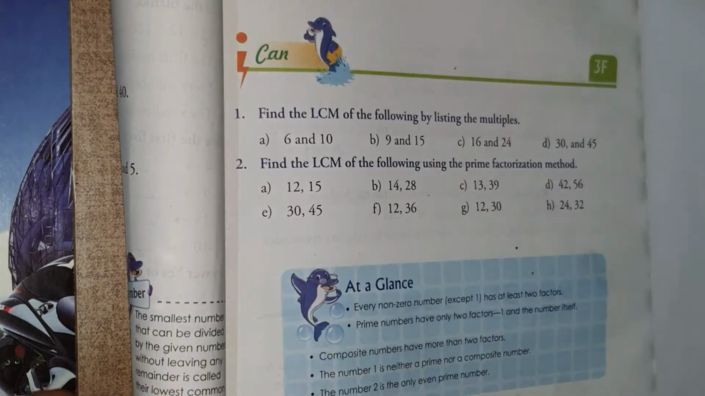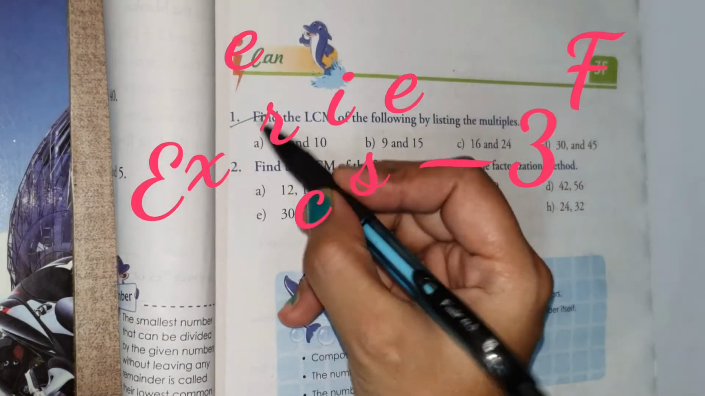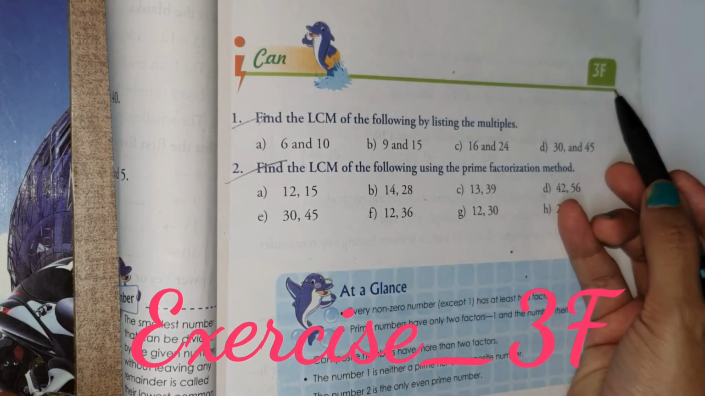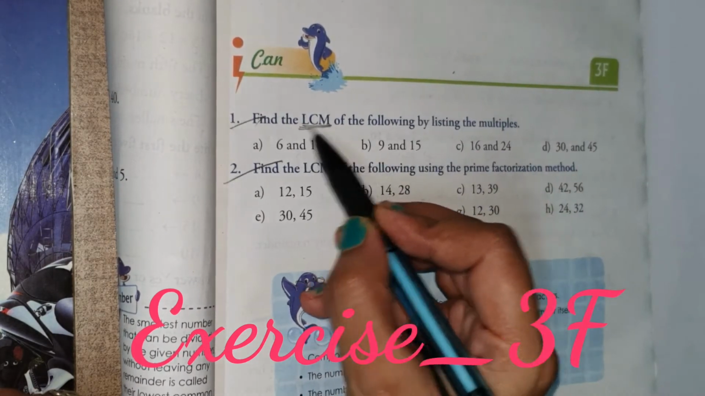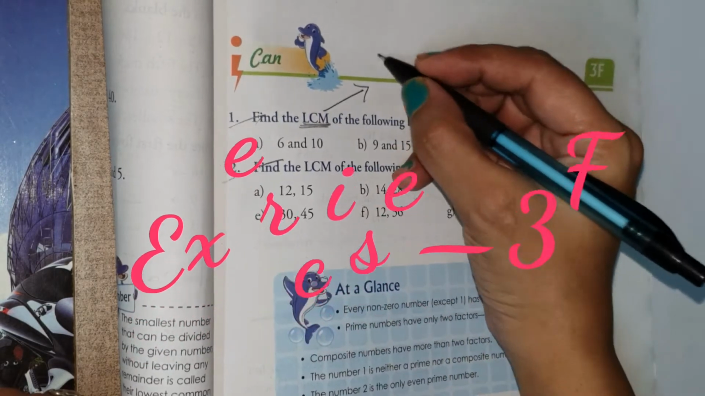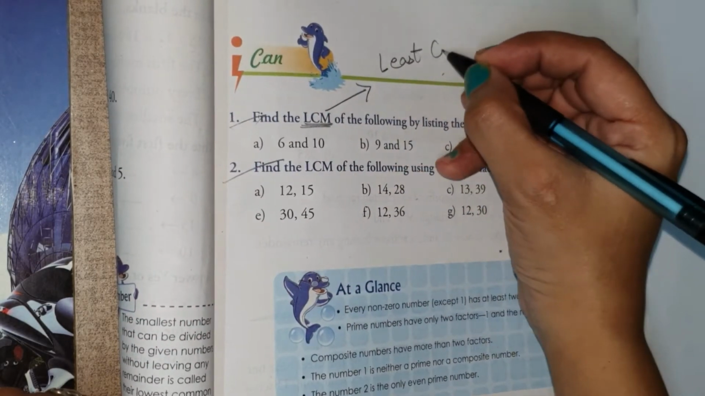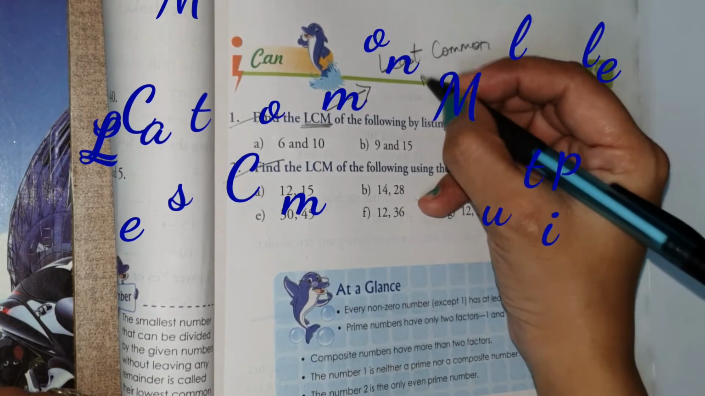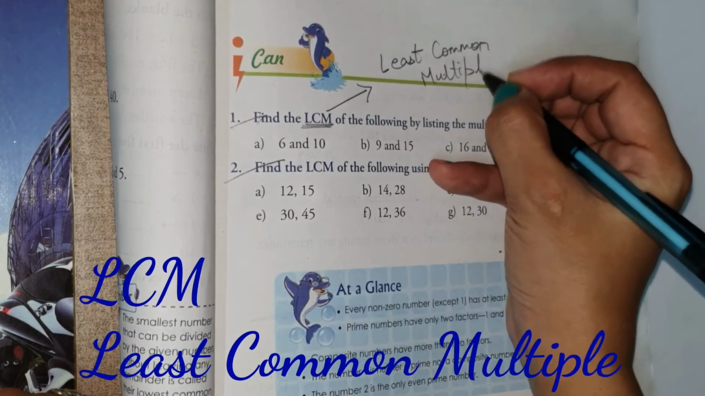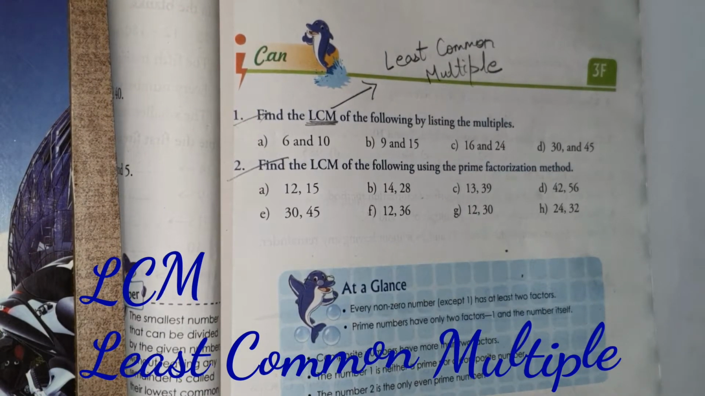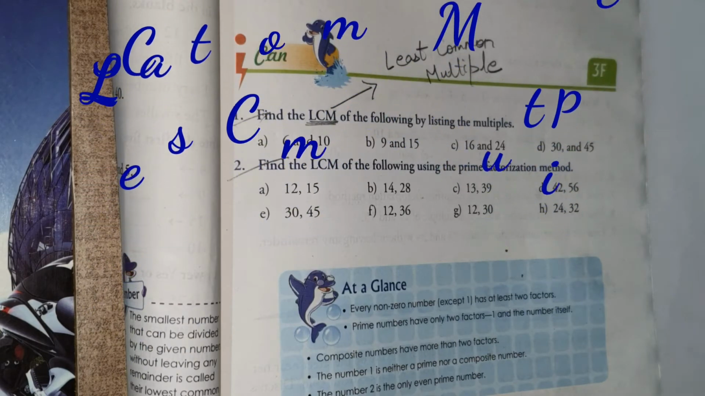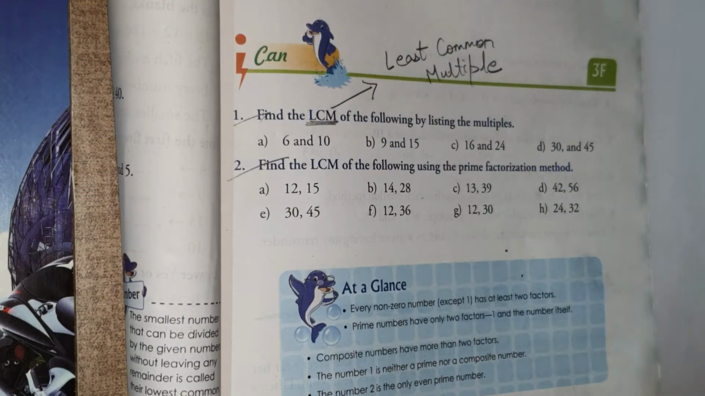Yes students, today I am ready to teach you question number 1 and question number 2 of exercise 3F. This particular exercise is related to LCM. LCM means least common multiple. So this is the full form of LCM. Till now you have read about HCF, that is highest common factor, and in this exercise you will learn about LCM, what LCM is all about.